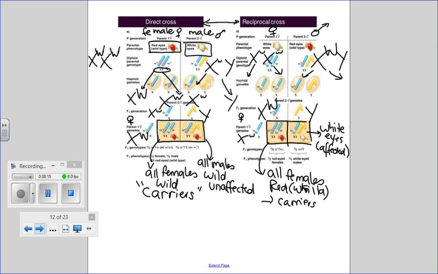Now, the other thing I wanted to point out is this. Females can be carriers. That means they can have the recessive allele but not show that phenotype. Males cannot be carriers. If the male has a copy of that recessive allele, that's his only copy because it's on the X chromosome and he only has 1. Males can never be carriers of sex-linked alleles.